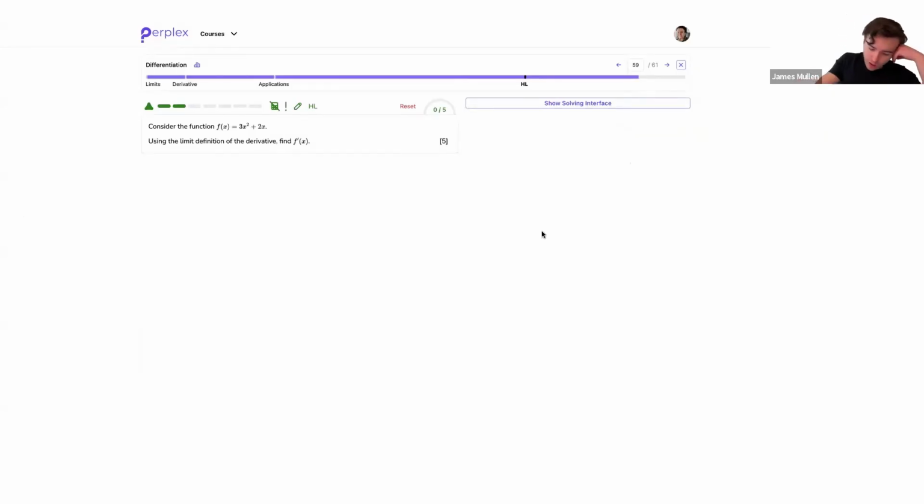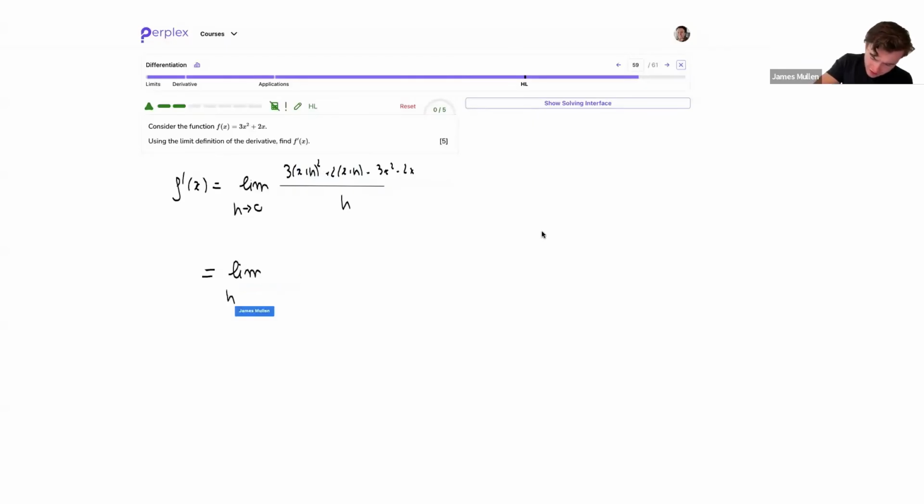You guys can keep trying it while you're doing it, but I know that f prime of x is equal to the limit as h goes to 0 of f of x plus h. So in this case, I'm going to have 3 times x plus h squared plus 2 times x plus h, and then it's going to be minus f of x, so minus 3x squared minus 2x, and it's all being divided by h. Okay, that's the same as the limit as h goes to 0. I expand everything. I have 3x squared plus 6xh plus 3h squared.